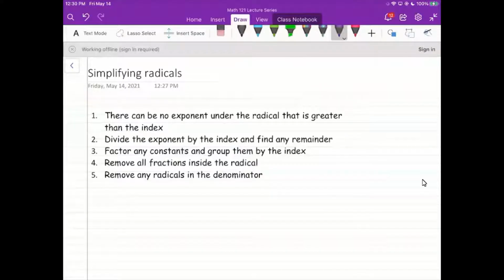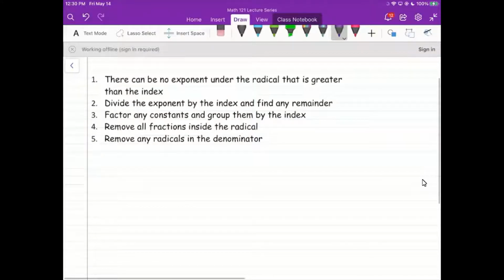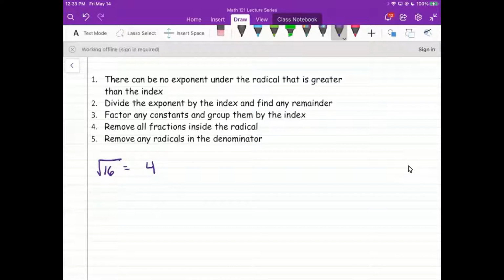It's important to be able to simplify radicals. If we have something like a basic number, such as the square root of 16, we know we're looking for the number that we can multiply by itself to get 16, which does indeed come out to be 4. We have to know what to do when we have things under the radical other than a constant.